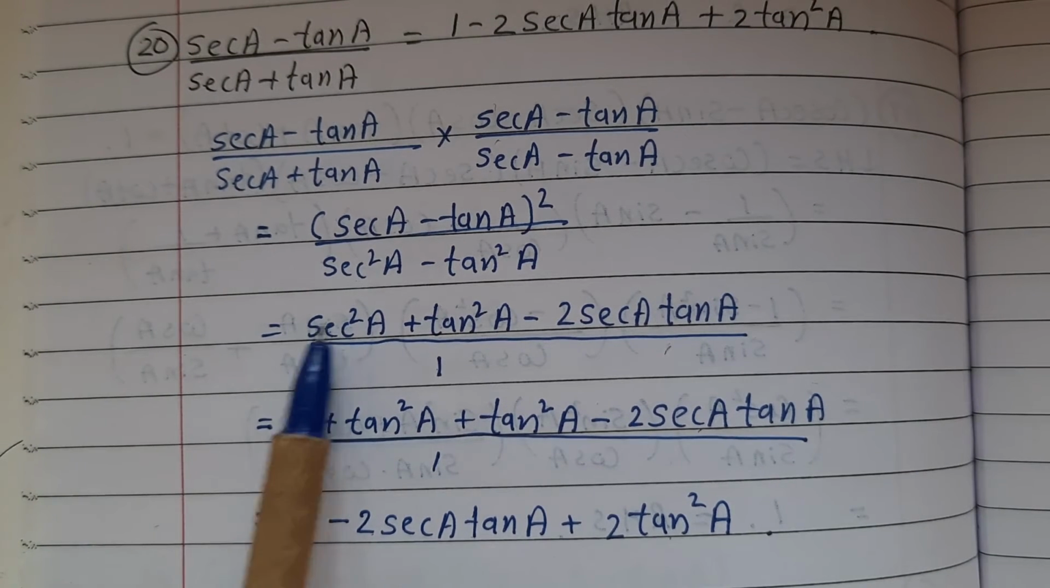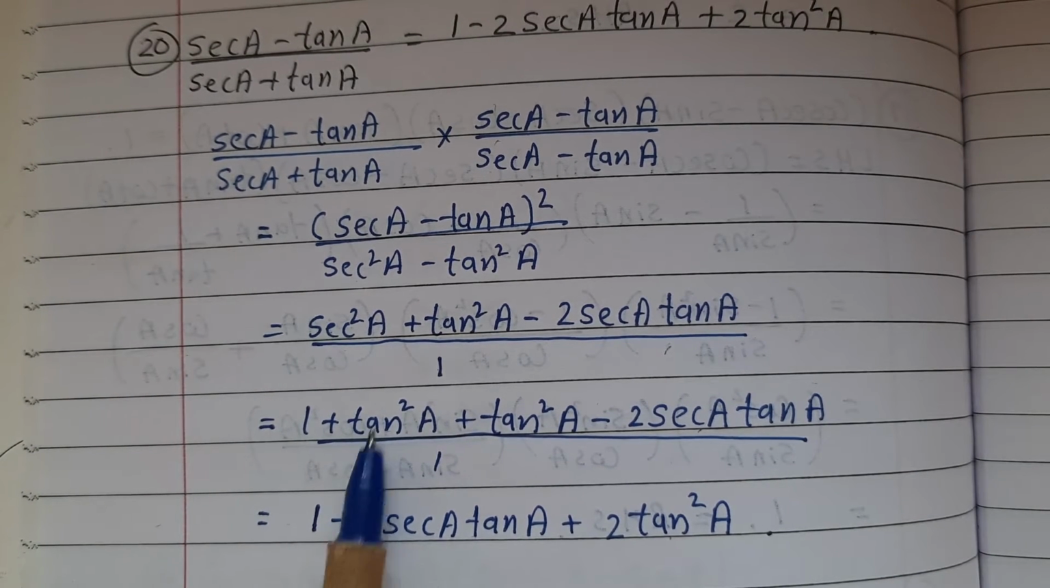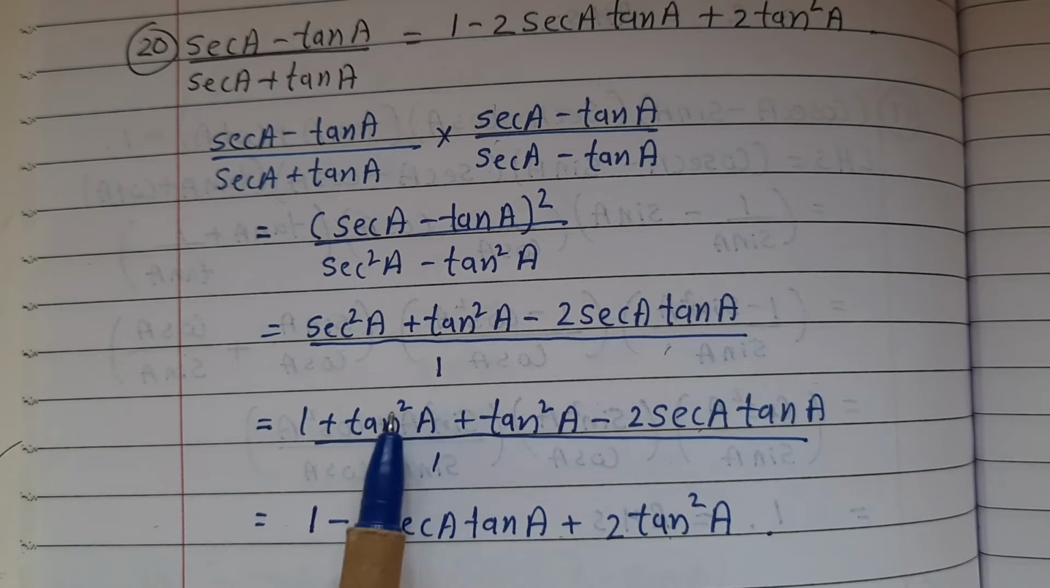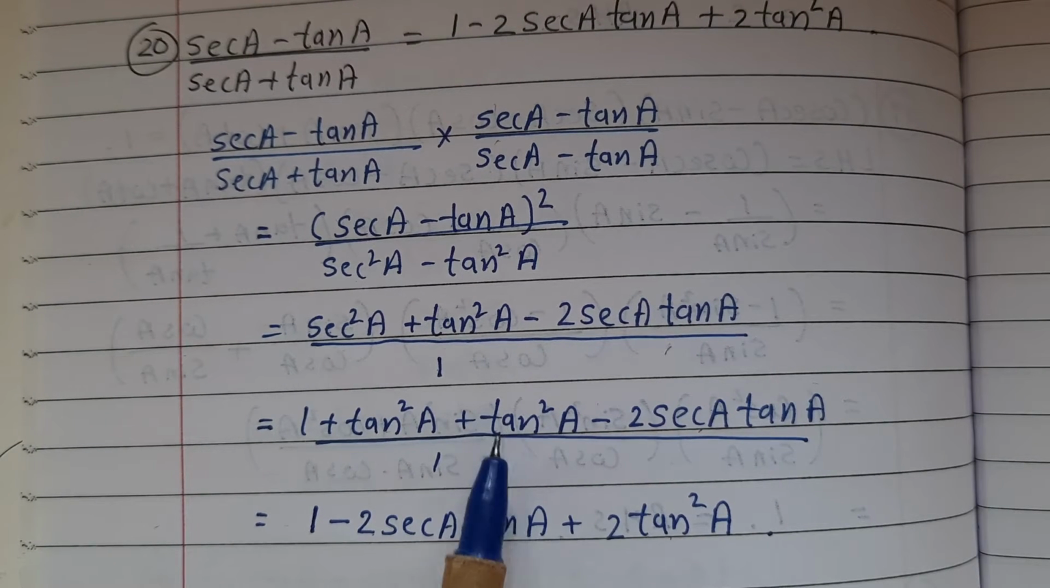Here sec square A is equal to 1 plus tan square A plus tan square A minus 2 sec A tan A. Plus tan square A plus tan square A is 2 tan square A. So answer is 1 minus 2 sec A tan A plus 2 tan square A equal to right hand side.